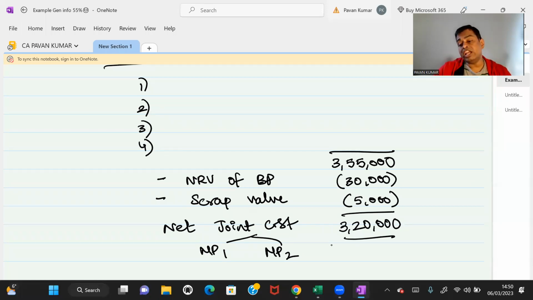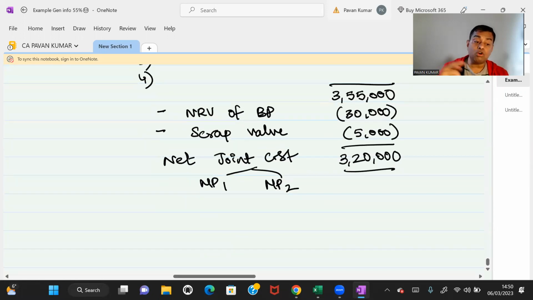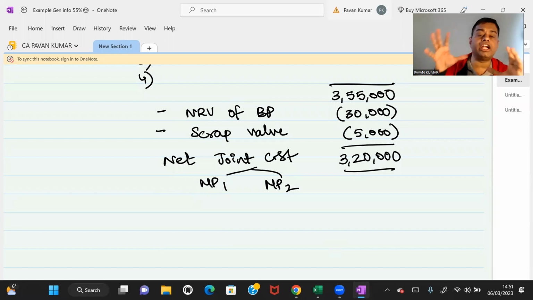Now you can understand, going backwards, what the accounting principle is in this. Simple. If there are some main products and some byproducts, while calculating the cost of inventory, the net realizable value of the byproduct shall be subtracted from the joint cost. Then any scrap value, if it is there, is to be subtracted. That is called net joint cost to be apportioned between main products.